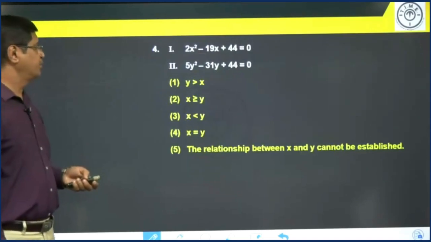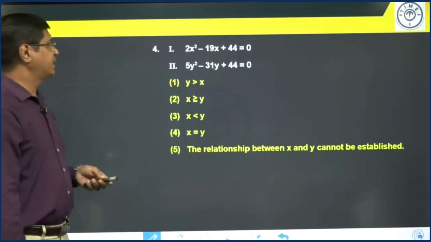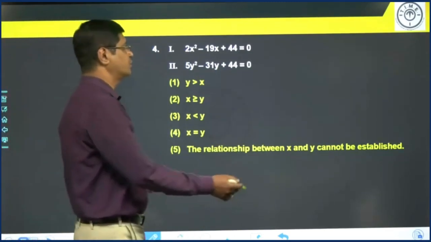Look at the next example. Next question: 2x square minus 19x plus 44 equal to 0.